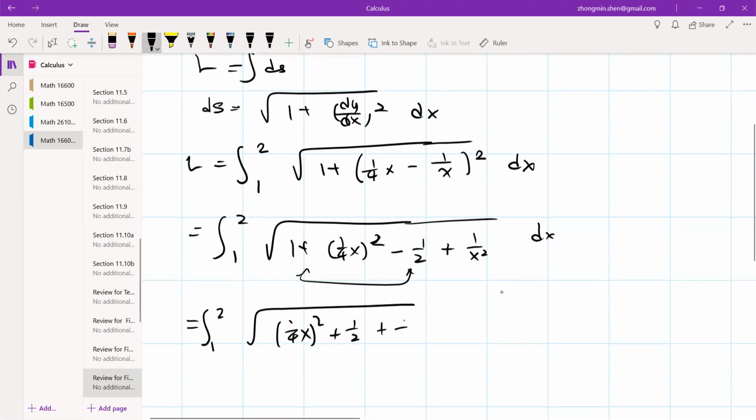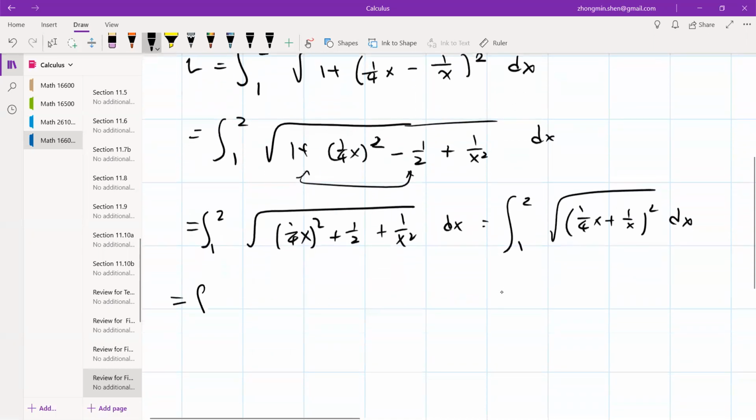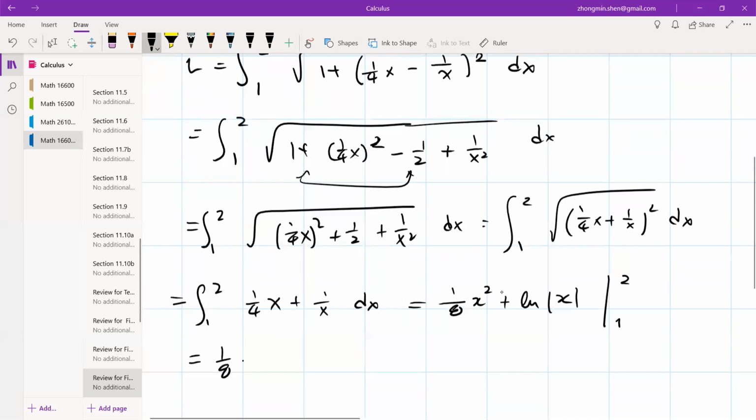Plus 1/2 here. Then you recognize that this is still, you can put back, a quarter of x plus 1 over x, squared, and therefore you can get rid of the square root. So you get the integral of x over 2 plus 1 over x, dx. Then the antiderivative will be x squared over 4 plus natural log of x. You put absolute value here, since we're not sure if x is positive or negative.